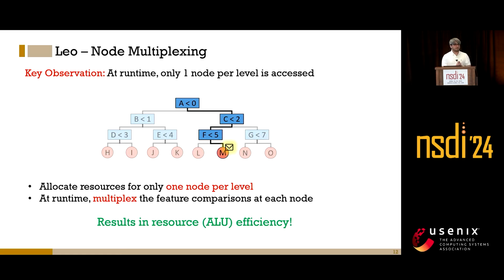And so instead of reserving one mux ALU against one decision node, we're now simply reserving one mux ALU for an entire level of the tree, thereby improving the ALU resource efficiency by a lot.